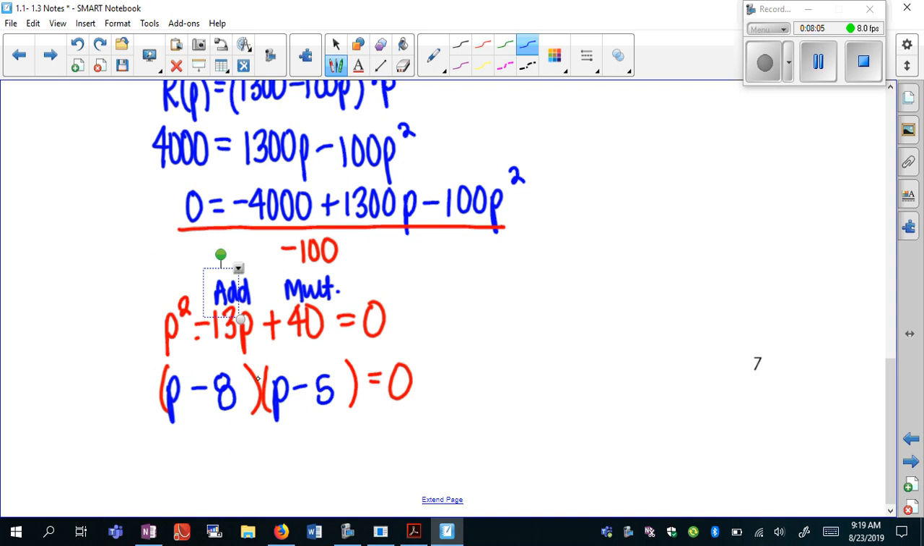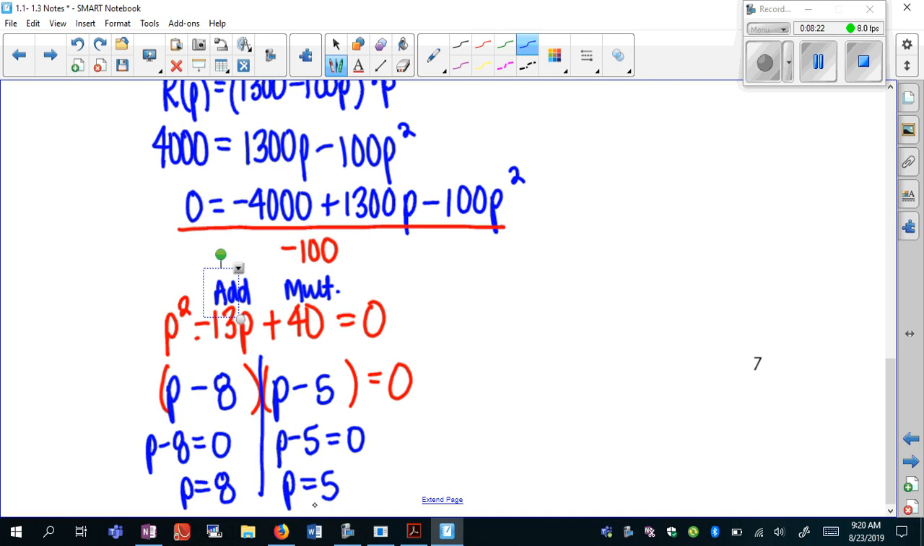So then from here, you want to split this since it's a product equals to 0. One or both of these have to equal 0. So you set each piece equal to 0. I solve it, I get p equals 8 and p equals 5. So what this is saying is she could charge $5 or $8 and make a revenue of 4,000.